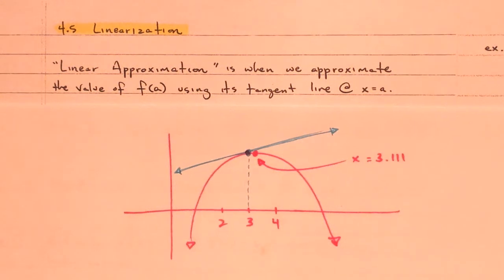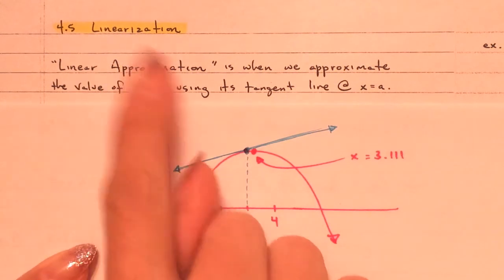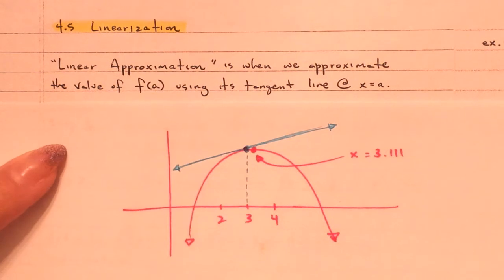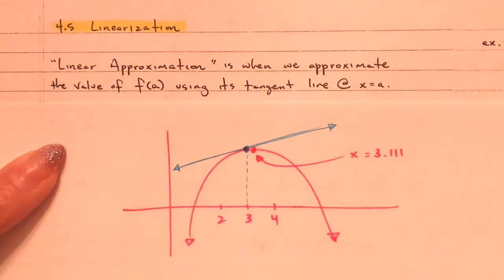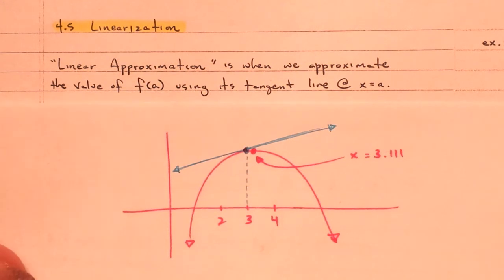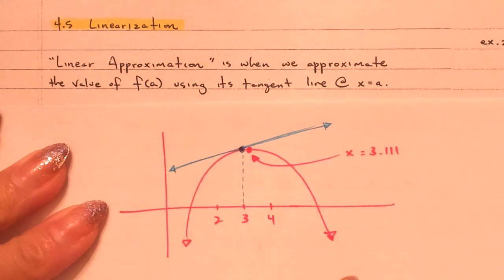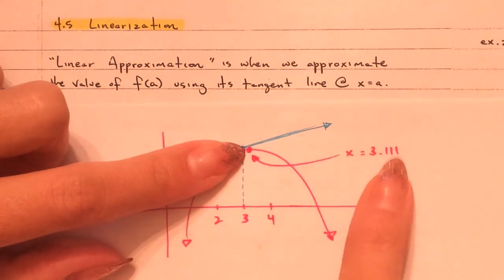Okay, so linear approximation or linearization. It's called both, either linearization or linear approximation. It's what happens when we approximate the answer. So I'm going to show you an example. Let's say we want something like this: we're looking for the y value at 3.111.